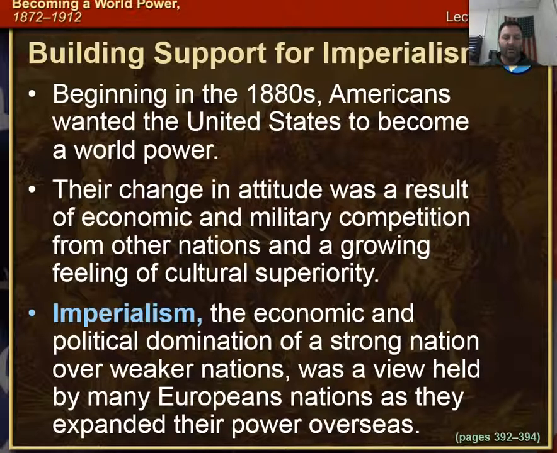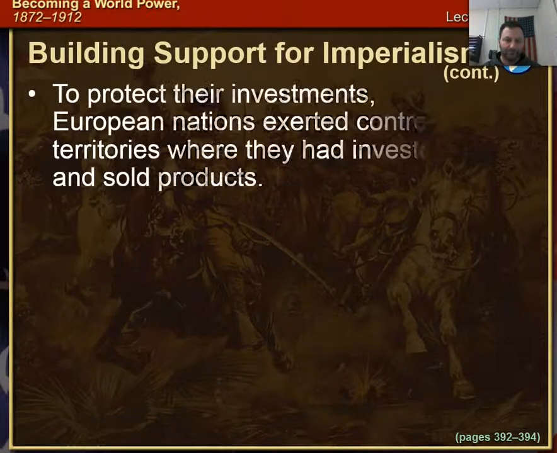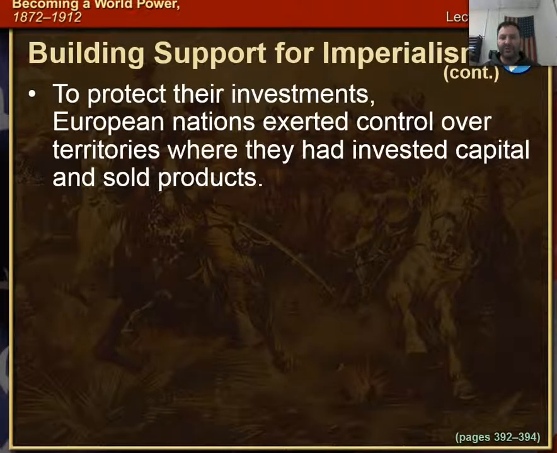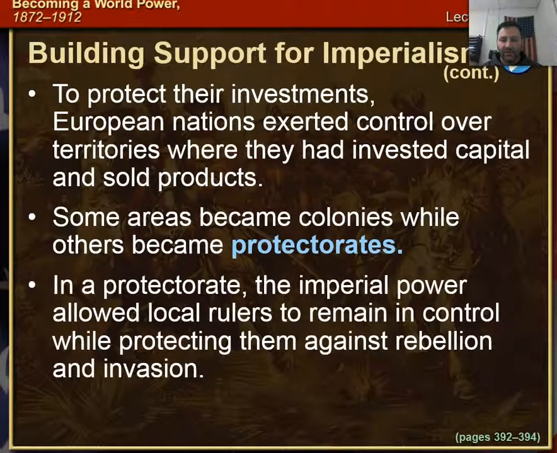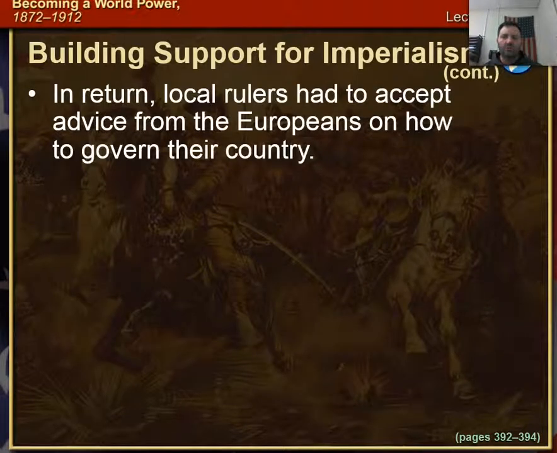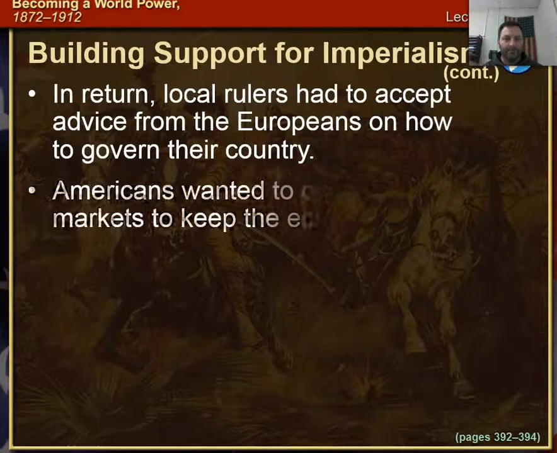This view is held by many European nations as they expanded their powers overseas. To protect their investments, European nations exerted control over the territories where they had invested capital and sold products. Some of these areas became colonies, while others became protectorates. In a protectorate, the imperial power allowed local rulers to remain in control while protecting them against rebellion and invasion. So in return, local rulers had to accept advice from the Europeans on how to govern their country.